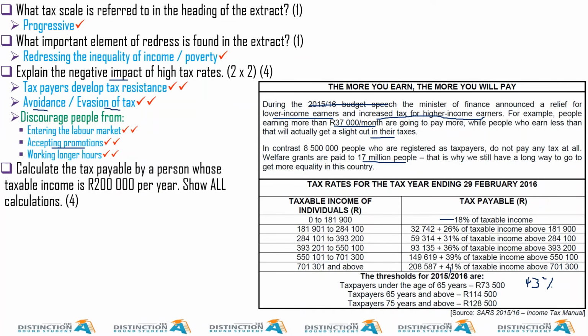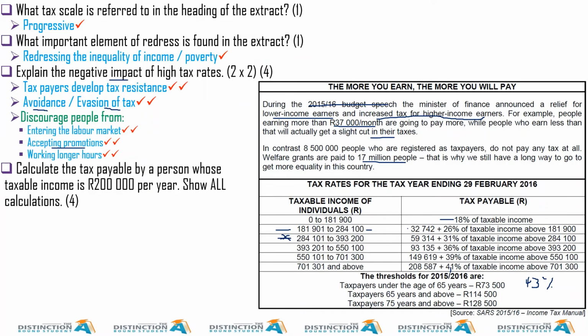Calculate the tax payable by a person whose taxable income is 200,000. So let's try to locate 200,000. Okay, 200,000 falls into this category. No. It falls into this one. Sorry, it falls into this one. So we are using 32,000 plus. So what you will have to do is to find the difference between 200,000 and this figure here.